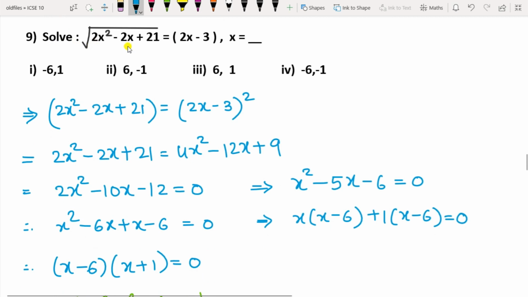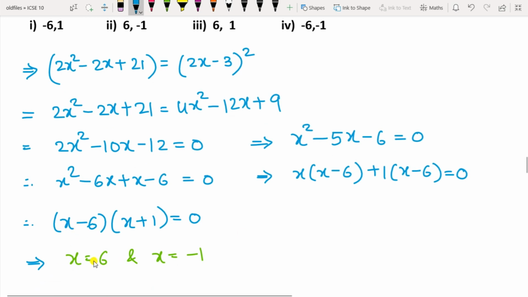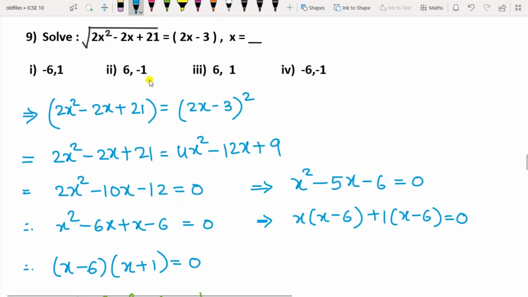Question 9. You have to solve this and find the value of x here. So this is the square root equal to 2x minus 3. If you remove the square root, you have to take the square on the other side. Now this is (a minus b) the whole square. Expand it, bring all the terms to one side. So it becomes a quadratic equation, divide by 2. This is the standard form of quadratic equation. Now factorize it and then you get the value of x as plus 6 and x as minus 1. So plus 6 and minus 1, that is option 2 is the correct option, and that is the value of x.